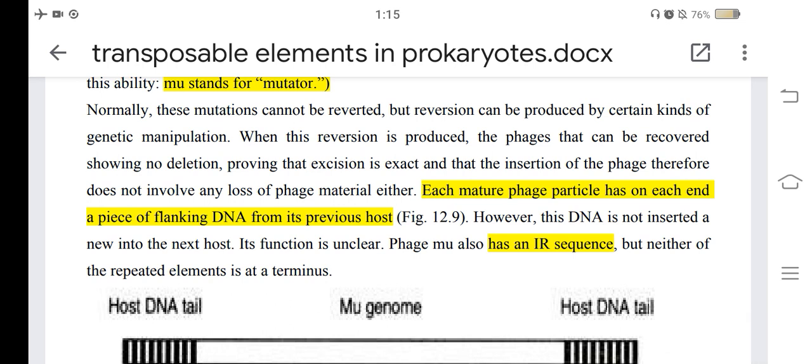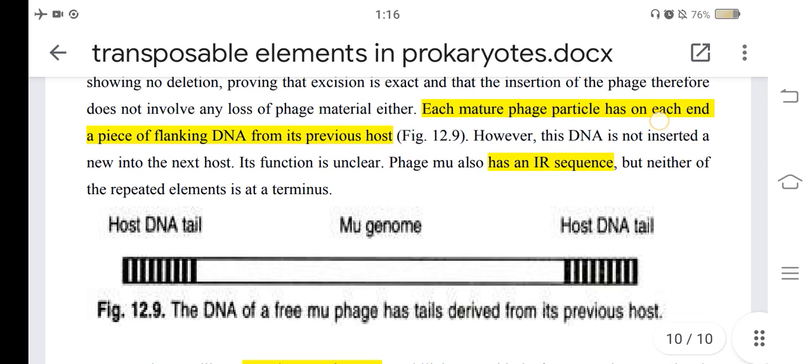Normally, these mutations cannot be reversed, but reversion can be produced by certain kinds of genetic manipulation. When this reversion is produced, the phages that can be recovered show no deletion, proving that excision is exact and that the insertion of the phage therefore does not involve any loss of phage material either. Each mature phage particle has on each end a piece of flanking DNA from its previous host. However, this DNA is not inserted anew into the next host. This function is unclear. Phage Mu also has an IR sequence, but neither of the repeated elements is at a terminus.